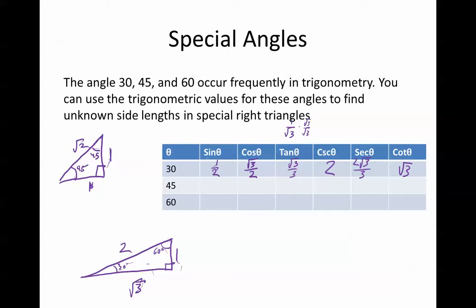Okay, 45 degrees are like this. The sine, you'll notice, is going to be opposite over hypotenuse. That's 1 over root 2. But again, remember, we're not allowed to have that root in the denominator, so we multiply top and bottom by root 2, which gives us root 2 over 2. Cosine is the same thing, root 2 over 2. Tangent is 1 over 1, because opposite over adjacent gives us 1, so that's 1.